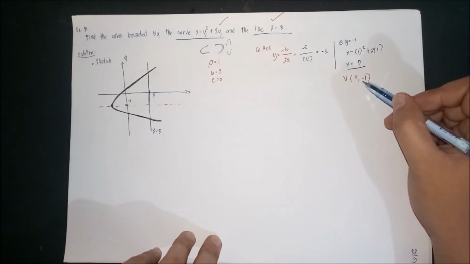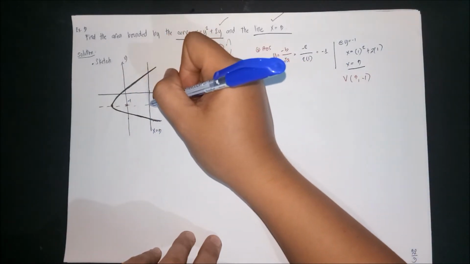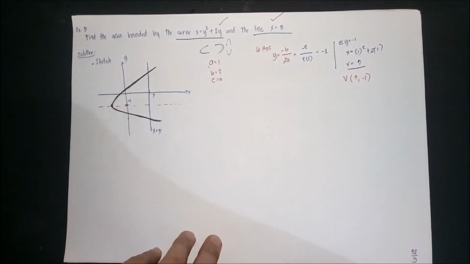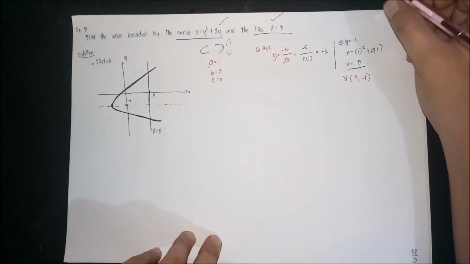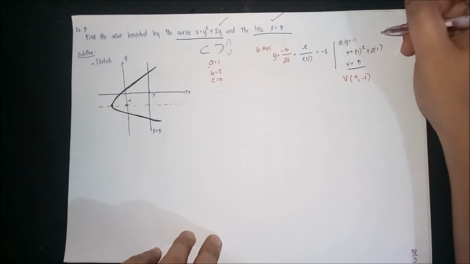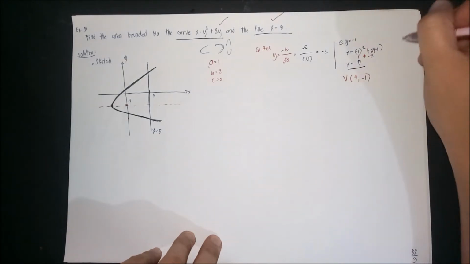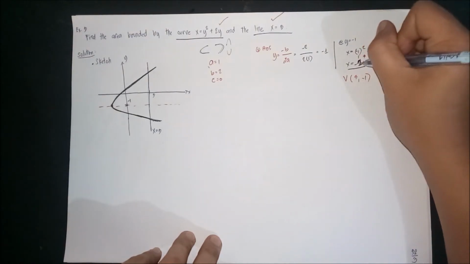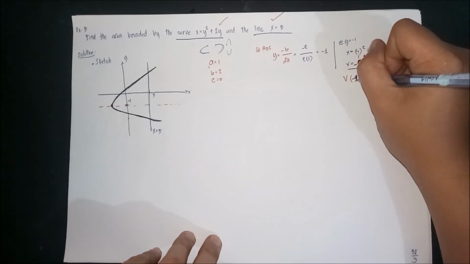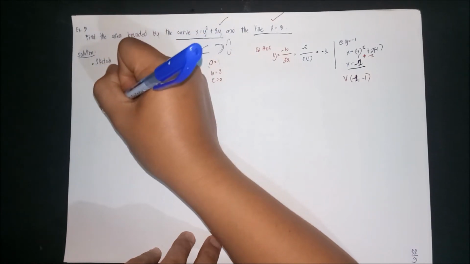So, x is 3, y is negative 1. Oops, sorry, this one pala is, y is negative 1. So, this is negative 1, 2 times negative 1. So, this is 1 minus 2. This is negative 1. Sorry, sleepy here. This is negative 1. So, x is negative 1. So, yung vertex natin is negative 1 si x and negative 1 si y.